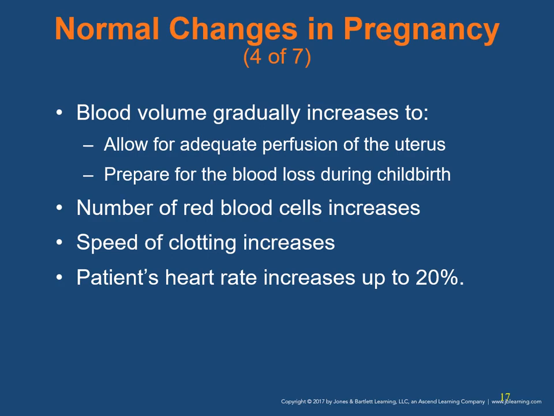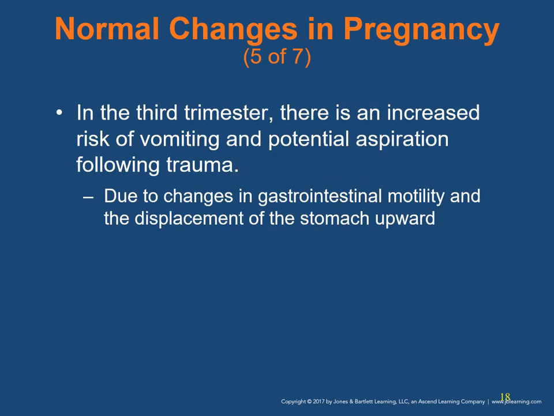By the end of pregnancy, the pregnant patient's heart rate increases up to 20% to accommodate the increase in blood volume. Cardiac output is significantly increased. In the third trimester, there is an increase of vomiting and potential aspiration following trauma because of the changes that occur in the gastrointestinal tract. Changes in gastrointestinal mobility and the displacement of the stomach upward significantly increase the chance that a pregnant trauma patient will vomit and aspirate if you are unable to clear her airway.